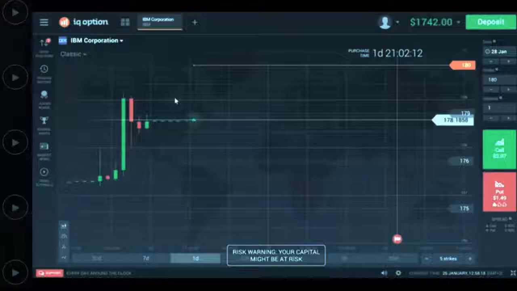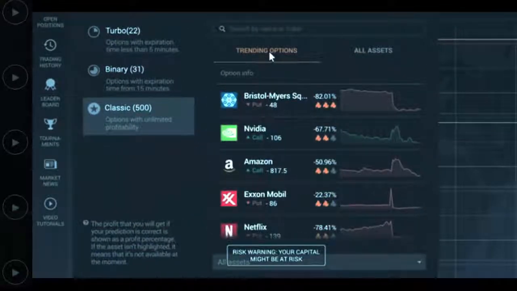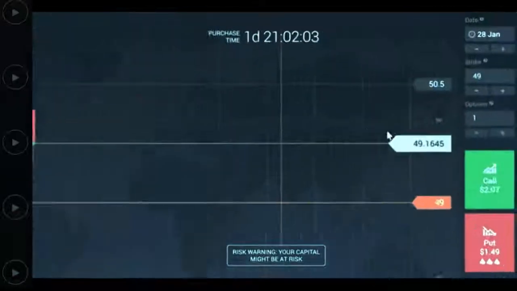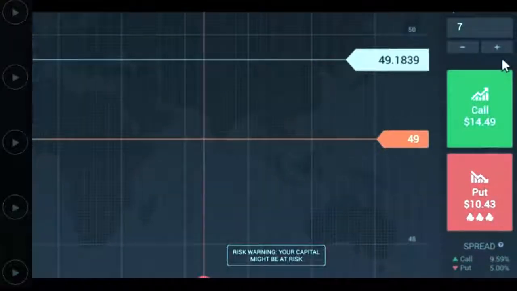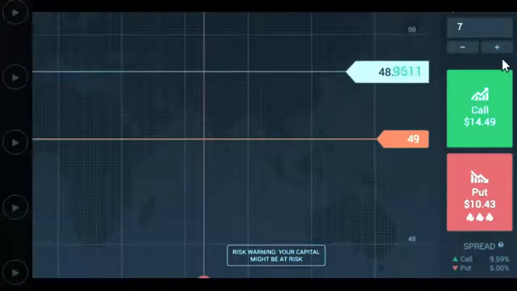First, choose an asset to trade. The Trending Options tab shows the most dynamic options. Choose the number of options you want to buy. The call and put buttons automatically display the amount of your investment. This is the amount that will be deducted from your balance when you open the position.